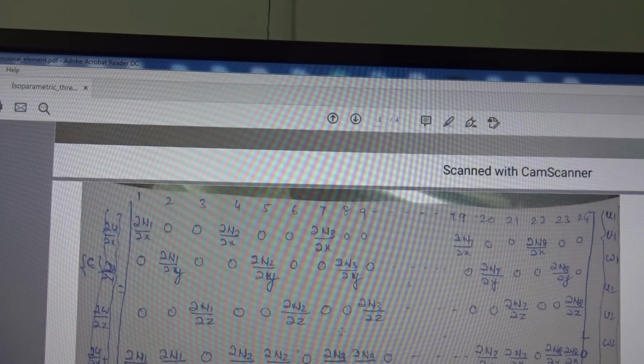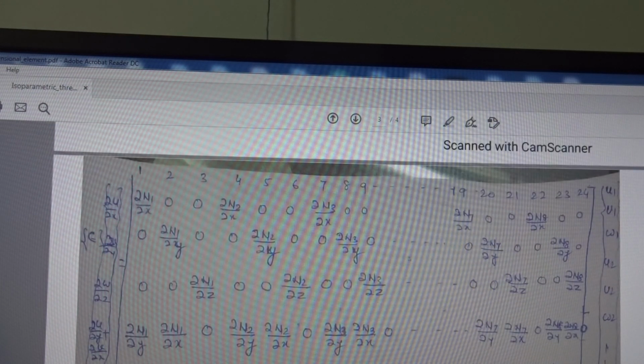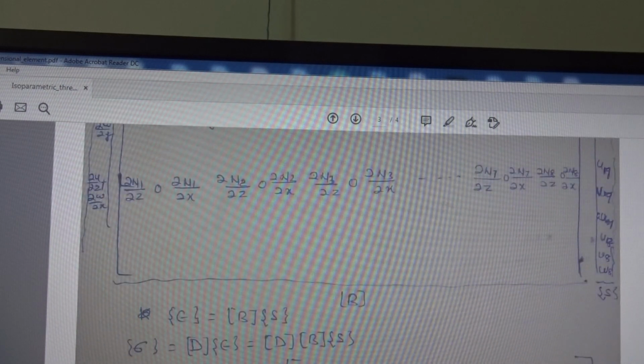Similarly, after rearranging, you can get the value of the strain, and this is multiplied by u1, v1, w1, u2, v2, w2, up to u7, v7, w7, u8, v8 and w8. This one is the delta. So epsilon is equal to, this one is the B matrix and this one is the delta. So you can write B into delta.